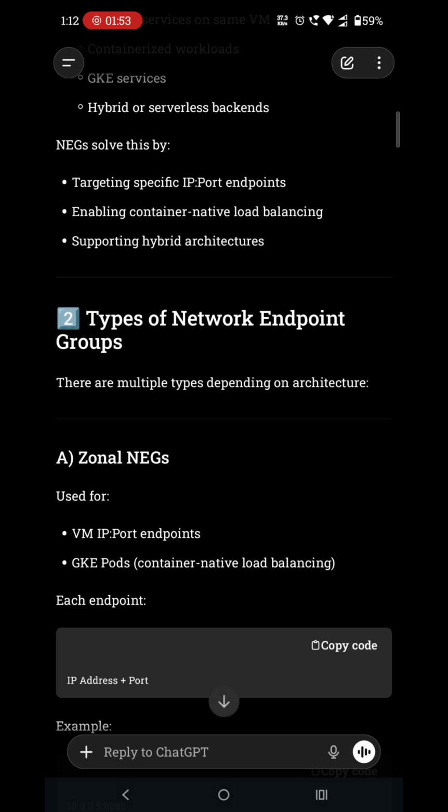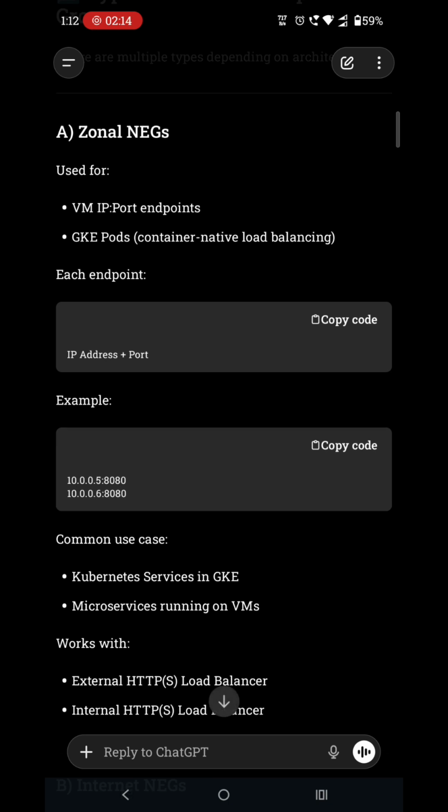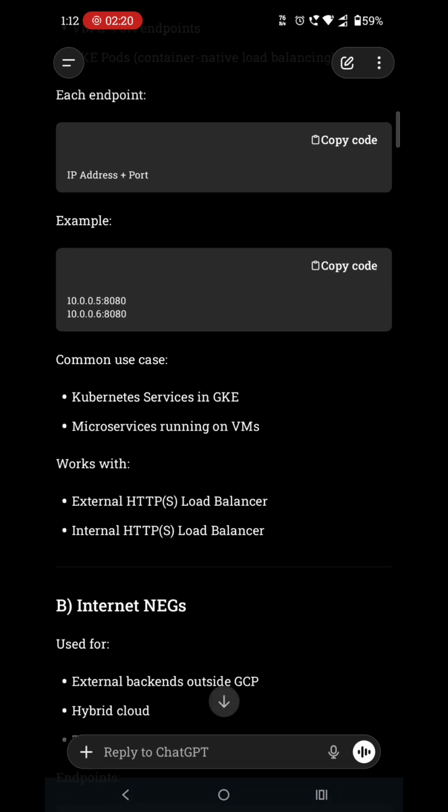There are multiple types of network endpoint groups, depending on the architecture. One is the zonal NEG, used for a VM, having a VM IP and port endpoint, and it is also used in container native load balancing in a Google Kubernetes pod. It targets the IP address plus port of the container. So here we can see an example.